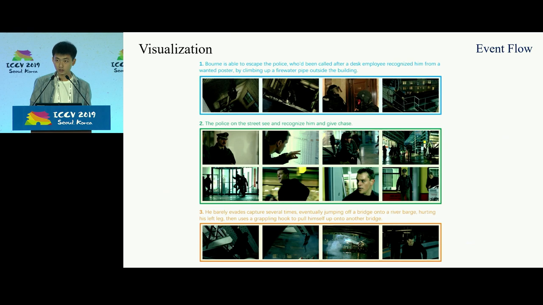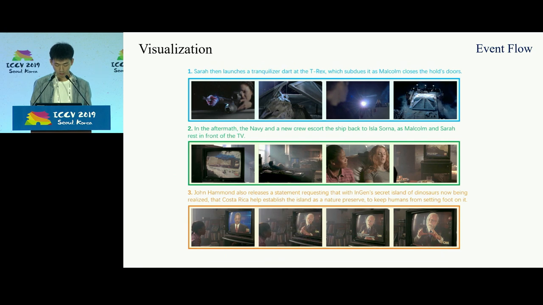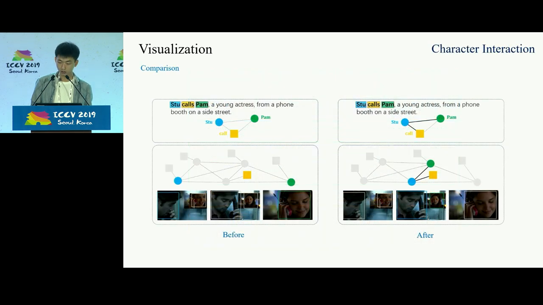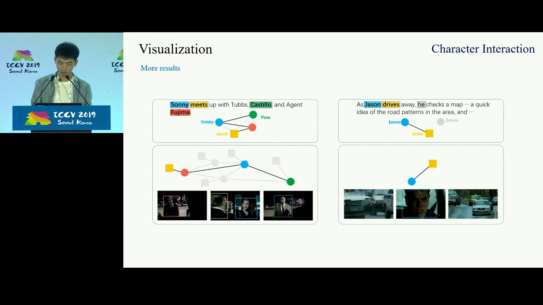In visualization, for event flow module, in addition to performance gains, we can split a movie segment by events. And for character interaction module, the association between characters and interactions become more reasonable.